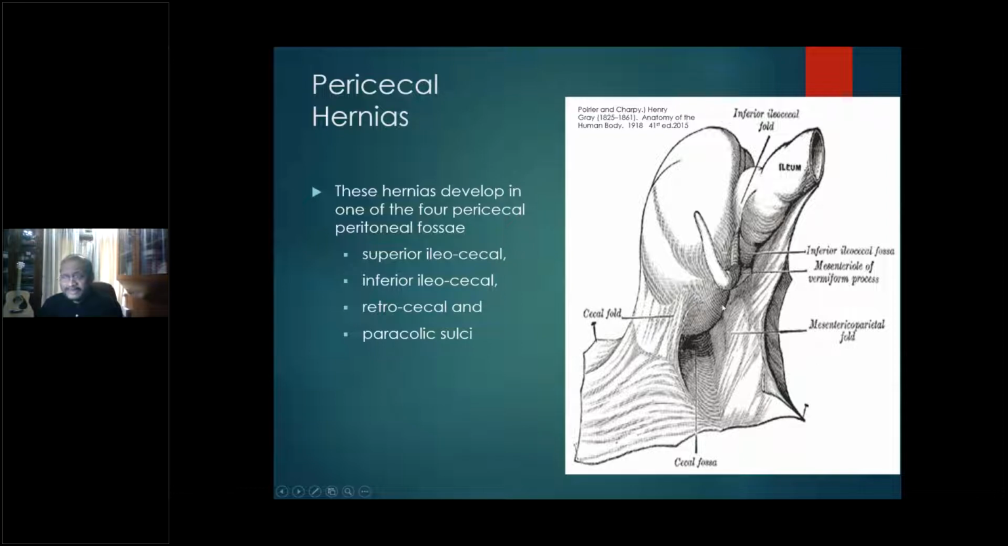You have a mesenterico-parietal fold from the mesentery of the ileum down into the parietal peritoneum. And then you've got the folds in between the ileum and the cecum. So you have the superior ileocecal and the inferior ileocecal, two folds from the ileum to the cecum, the superior, and this is the inferior ileocecal. We'll show you a further picture in one of the later slides. And then you've got the retrocecal and the paracolic sulci, the sites where you can have the pericecal hernias.